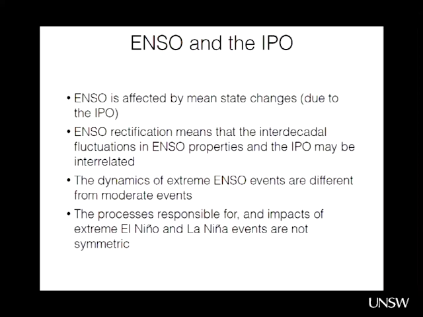Something that makes it more complicated for ENSO is that we talked about how it's not symmetric, but also the dynamics of the extreme events seem to be quite different to the dynamics of the moderate events. So it's almost like you have to study two different things. The extreme ones don't always behave like a moderate one, but stronger. They actually have different processes that are getting involved.